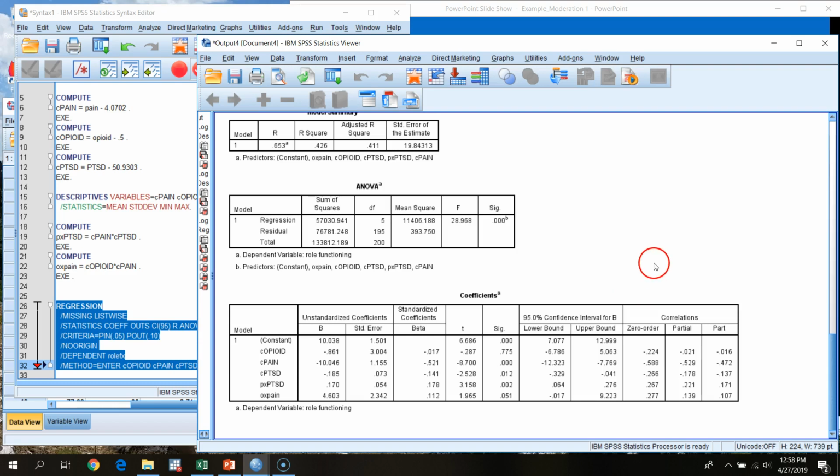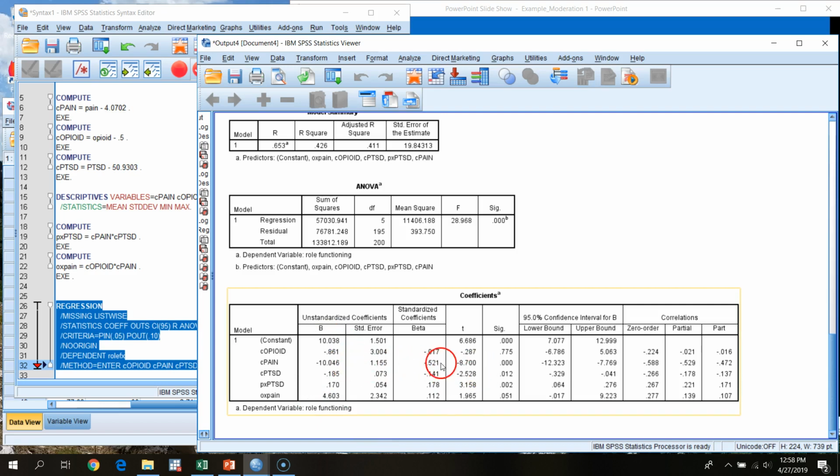And then if we expand this out, going down through and taking a look at my individual coefficients, here's my constant. This is the expected value of role functioning when all of the variables are held constant at 0. That means this is the expected value of functioning for people at average levels of pain and average levels of PTSD, controlling for opiate use. We would expect a role functioning value of 10.03.